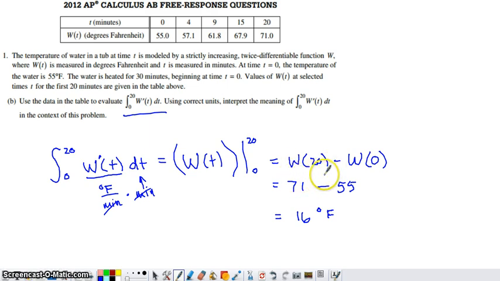Well, really, it's just the difference between the temperature of the water at t equals 20 and the temperature of the water at t equals 0.